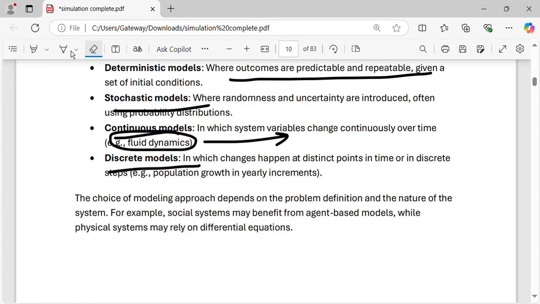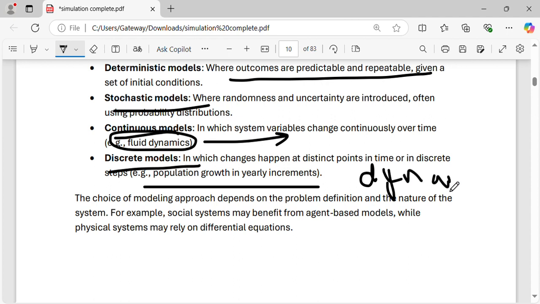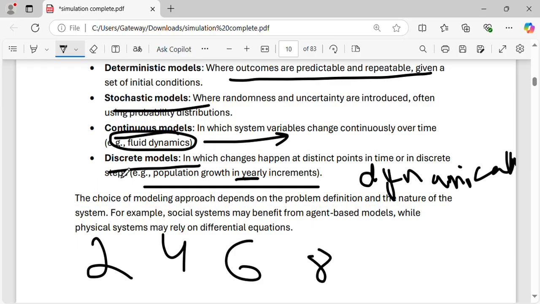Okay, and then we have discrete models, right? Population growth in yearly increments, right? So population growth dynamically, we talked about that this was continuous because population growth is continuously changing. But if we talk about population growth in yearly increments, for example after 2 years, or 4 years, or 6 or 8, then it will become a discrete model, right?